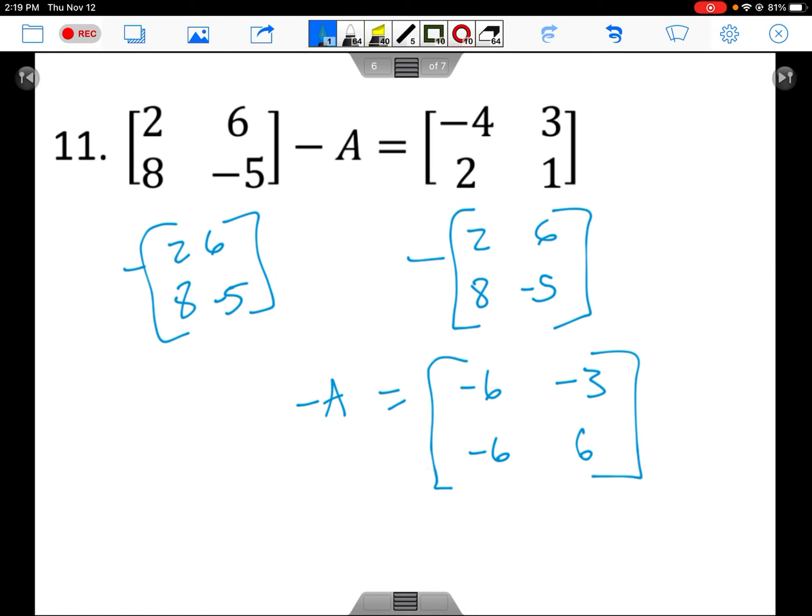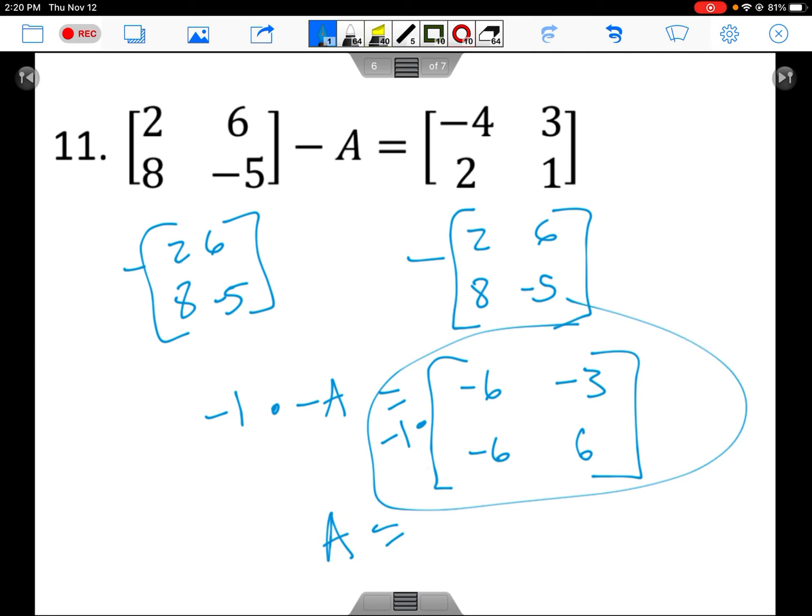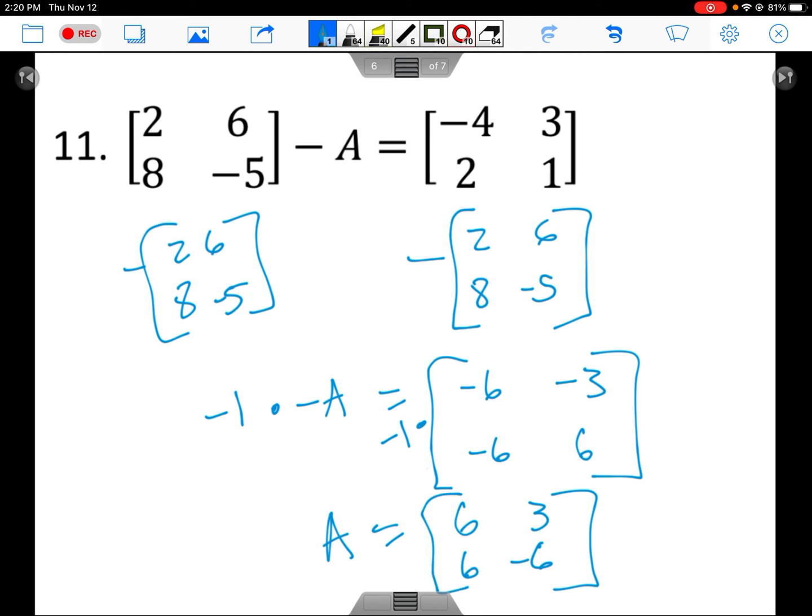So I got this. And I do need to get rid of that negative. You can multiply or divide by a negative. I'm just going to times by negative 1. And this is just multiplying by a scalar. So I could times the whole thing by negative 1 to get positive 6, positive 3, positive 6, and negative 6. And voila, there's my matrix. If I were to take this original one and subtract this one, I would get this one. So there you go. That's kind of the process.